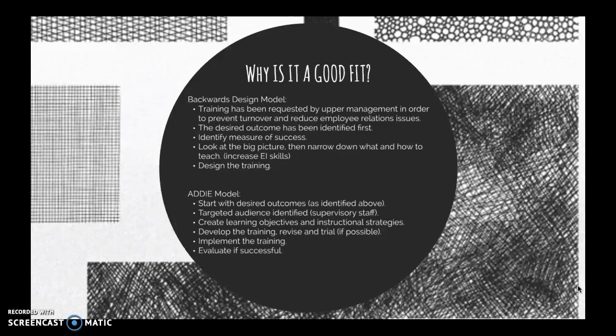With the ADDIE model, we started with the desired outcomes, which is kind of the task analysis, figuring out how we're going to solve a problem. We have already identified our target audience, which in this case is supervisory staff at the college. We're then going to create learning objectives and instructional strategies. So we've already determined that we're going to increase the emotional intelligence skills, focusing on the first two categories of emotional intelligence. We're then going to develop the training, revise it, and hopefully if we can do a trial at the college, that would be great.